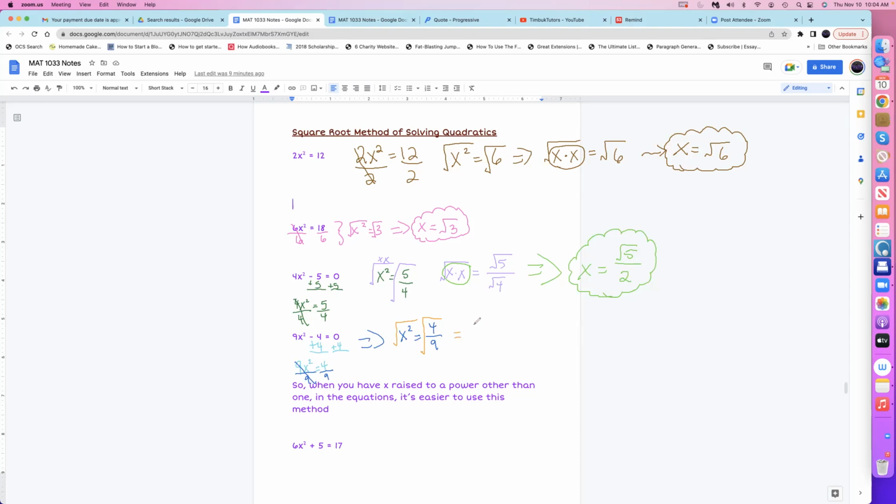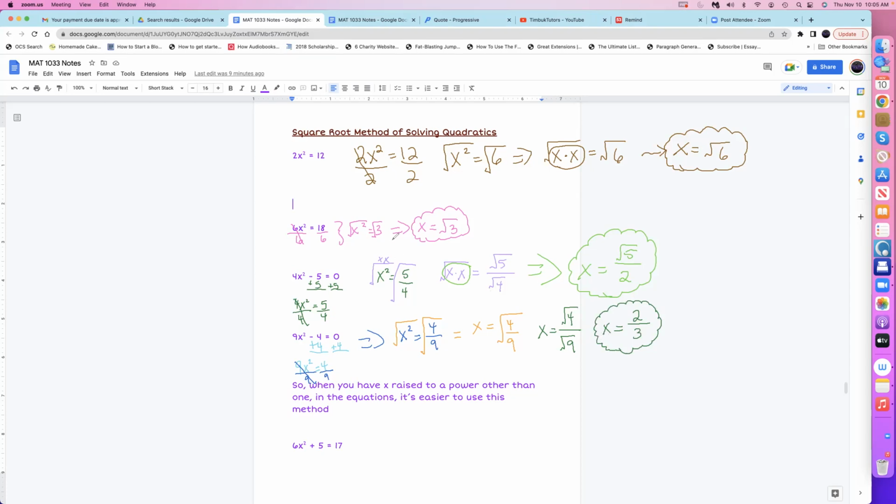So I have x outside of the radical sign equals the square root of 4 over 9, which I can split up and write x equals the square root of 4 over the square root of 9. And the square root of 4 is 2. The square root of 9 is 3. Happens to work out nicely. Doesn't always work out like that.